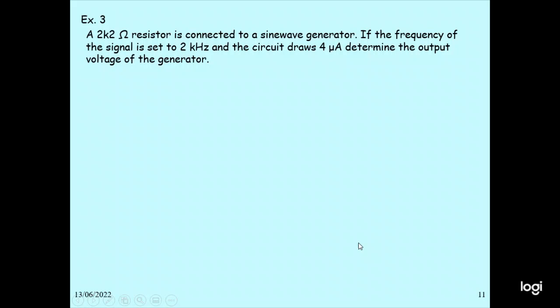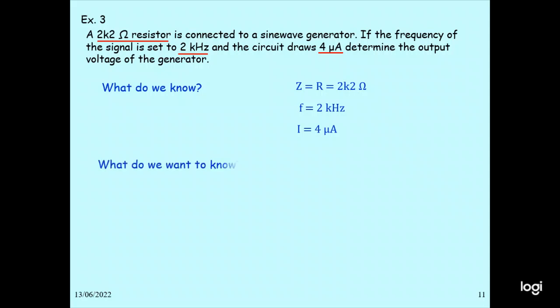The next problem: a 2K2 ohm resistor is connected to a sine wave generator. If the frequency of the signal is set to 2 kHz and the circuit draws 4 microampere, determine the output voltage of the generator. What do we know? We know that R equal to 2K2, the frequency is 2 kHz, and the current is 4 microampere. What do we want to know? We have to know V equal to IZ, which equals 2200 multiplied by 4 microampere, so we get 8.8 millivolt.